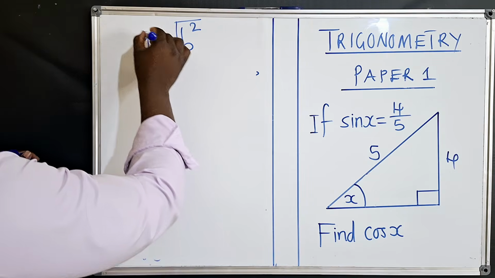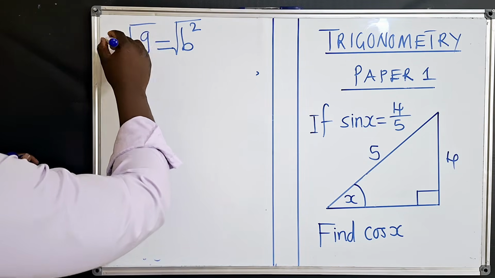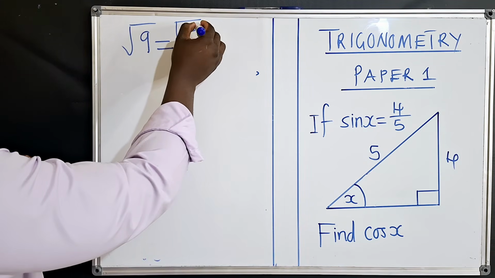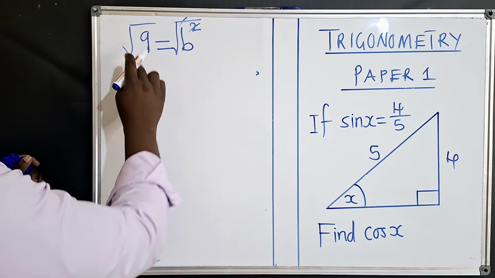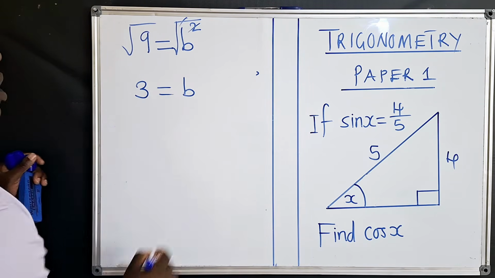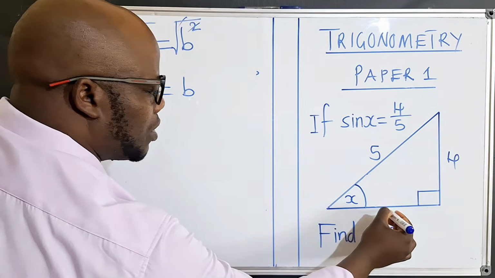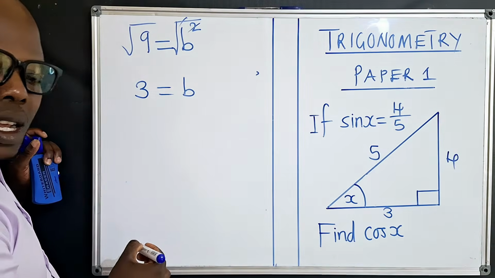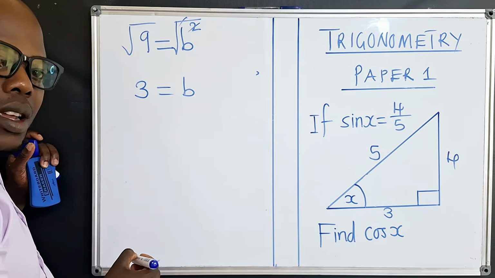So B squared, you know why I've put a square root? It's because we want to cancel the power 2. What's the square root of 9? It's 3, which is equal to B. We found the B, it's 3. Are we following?